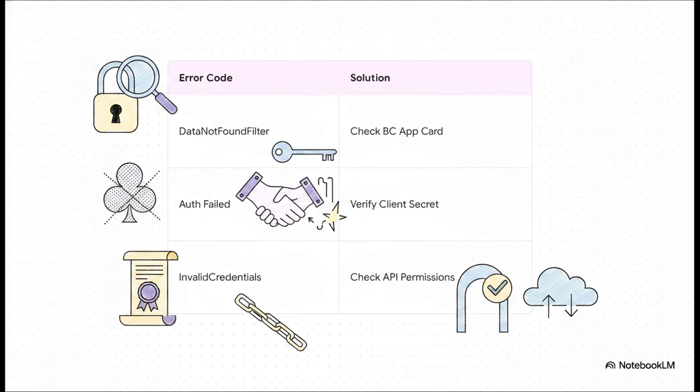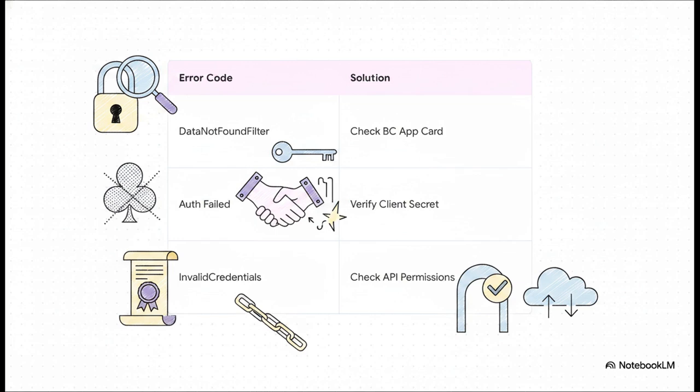First, if you get the internal_data_not_found filter error, the issue is usually inside the club itself. You either have insufficient permissions or an incorrectly set company name. So go back to the Microsoft Entra application card inside Business Central and double-check your user groups and permission sets.